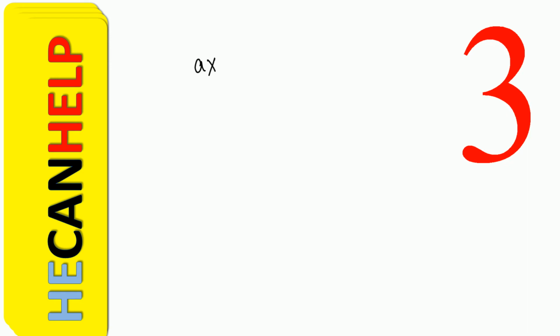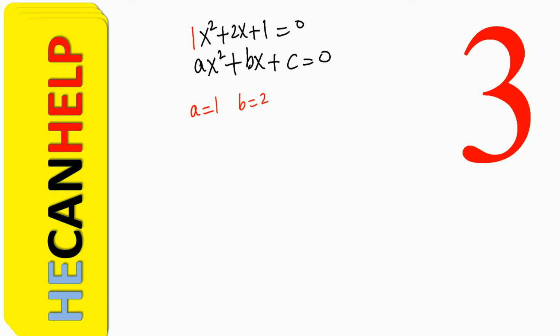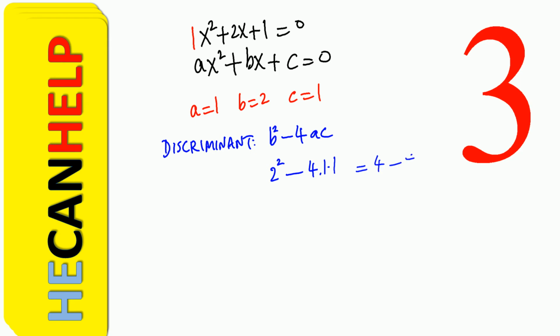If you have ax squared plus bx plus c is equal to 0, do not forget our equation is x squared plus 2x plus 1 is equal to 0. When nothing is written next to x squared, it is 1. So what is a? When you compare those two equations, we get a is equal to 1, b is equal to 2, and c is equal to 1. B squared minus 4ac. B is 2. So 2 squared minus 4 times 1 times 1. And that is 4 minus 4, and that is equal to 0. So the discriminant is 0.